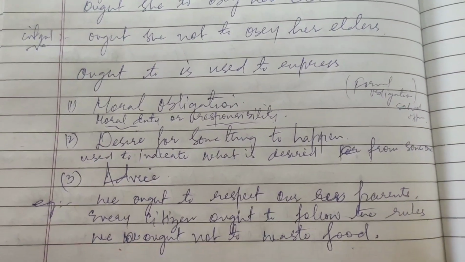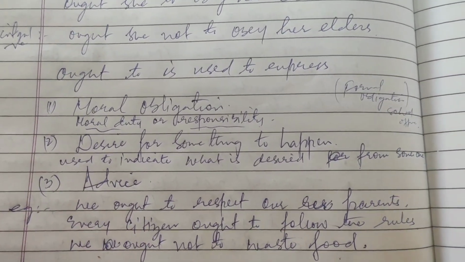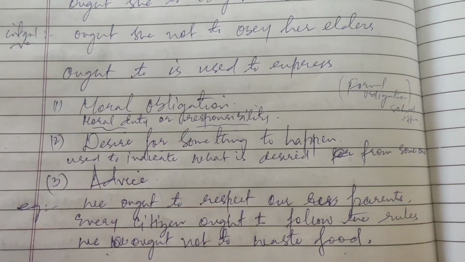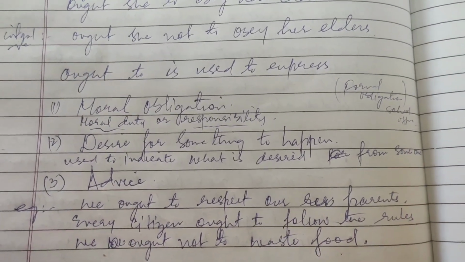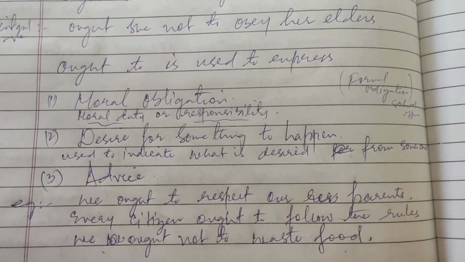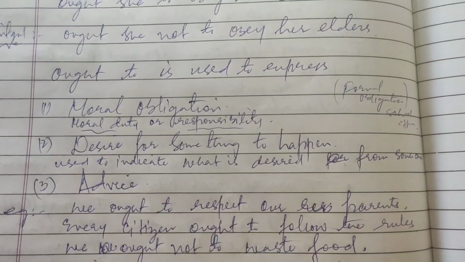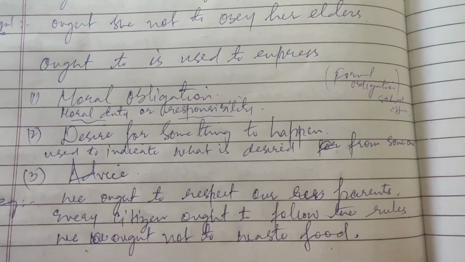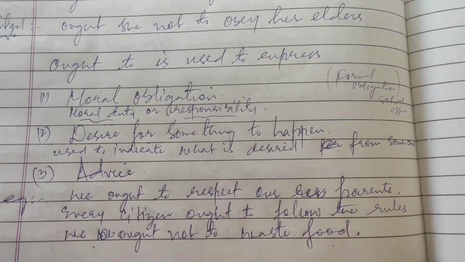Now the next use is this: ought to is used to express the desire for something to happen. This desire can be whatever we expect from someone, or whatever we desire from someone. That is used to indicate what is desired from someone. Like the example, we ought to eat lots of fruits and vegetables every day. That means we expect this. We should eat a lot of fruits and vegetables every day, or this is our desire to eat lots of fruits and vegetables every day.